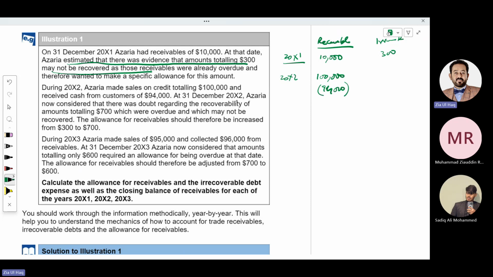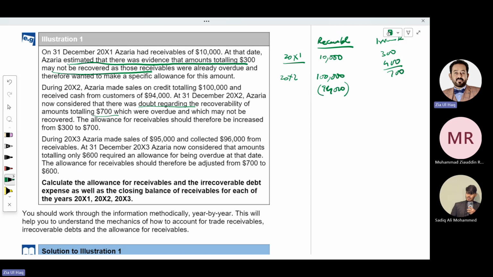And at 31st December 20x2, Azaria now considered that there was a doubt regarding the recoverability of amounts totaling 700, which were overdue and which may not be received. They are having doubt, not confirmed. And the allowance for receivable should therefore be increased from 300 to 700, meaning 400 more added to it, it becomes 700. It's not confirmed. Again, having doubt. Is that fine?